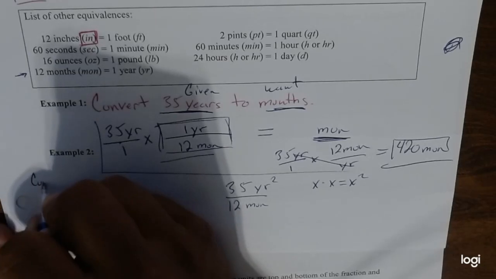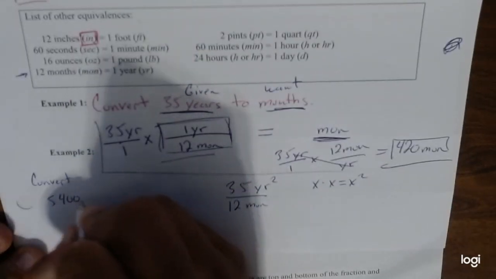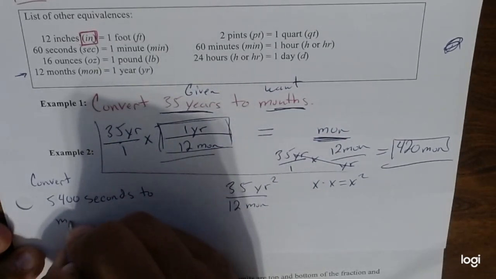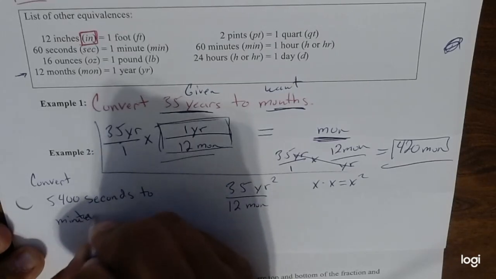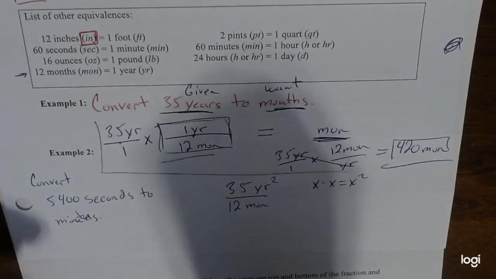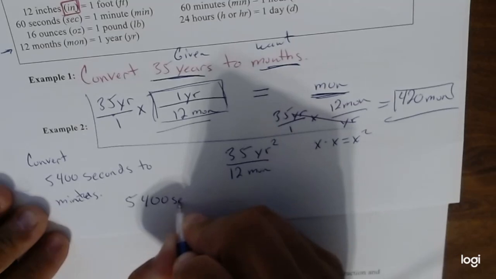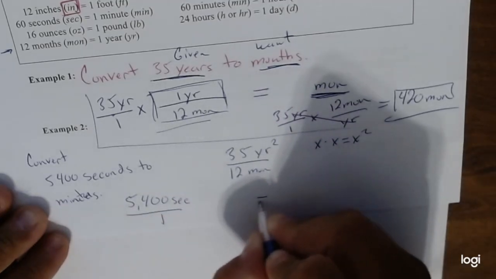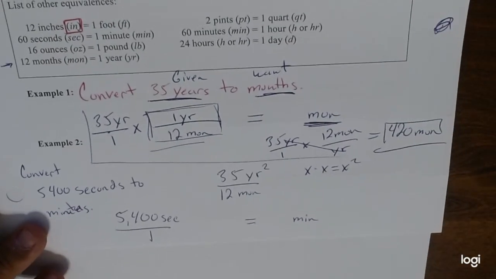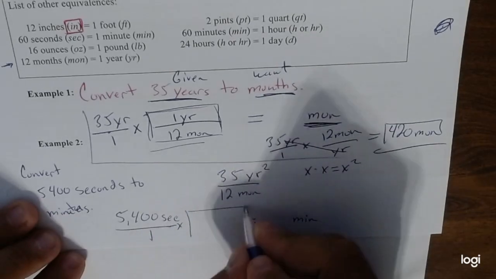Let's convert, let's say, 5,400 seconds to minutes. All right, so always start with what we're given. So we are given 5,400 seconds. And again, we have to multiply by something to give us minutes, right? MIN for short. Now again, we've got to multiply by some equivalency that gives us from seconds to minutes.